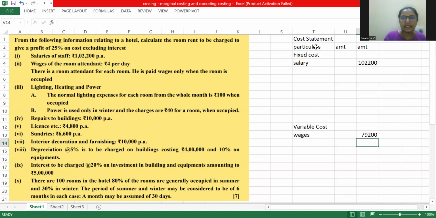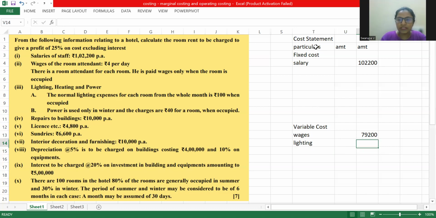So for 19,800 days, the wages will be paid to the room attendants at the rate of 4 rupees. Okay, next, lighting. Lighting is for each room for the whole month at 100 rupees when it is occupied. So this is not based on room days, it is based on room months.